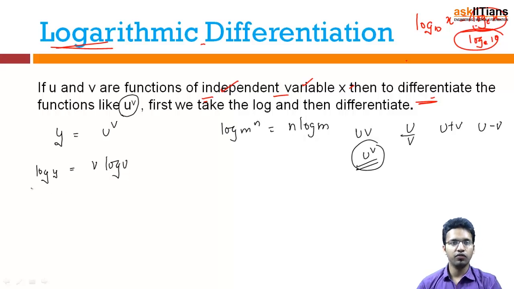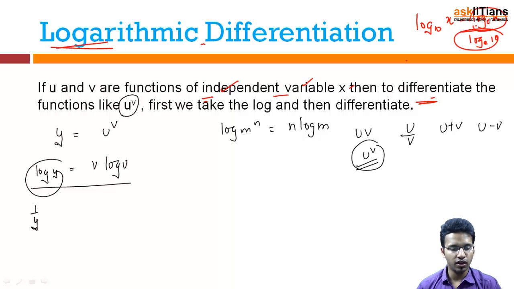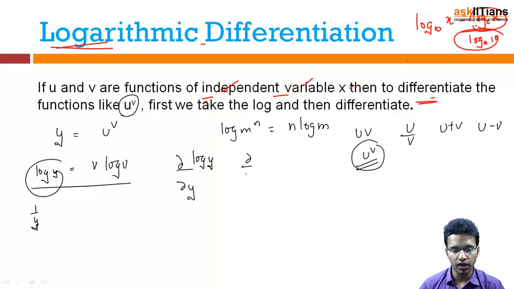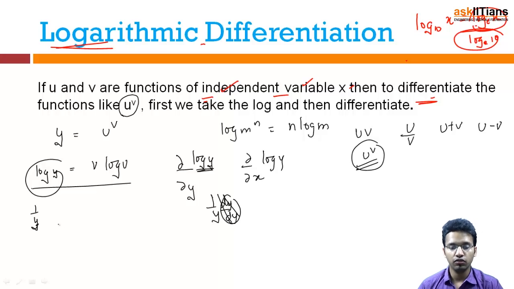Now if I differentiate, I know this is 1 by y. Now again, make an important note here. This is a common mistake which I am telling you right now. What is the difference when I am differentiating log y with respect to y and with respect to x? When I do it with respect to y, it will be 1 by y times dy by dy, which is 1, so we say 1 by y. Don't do it like this.